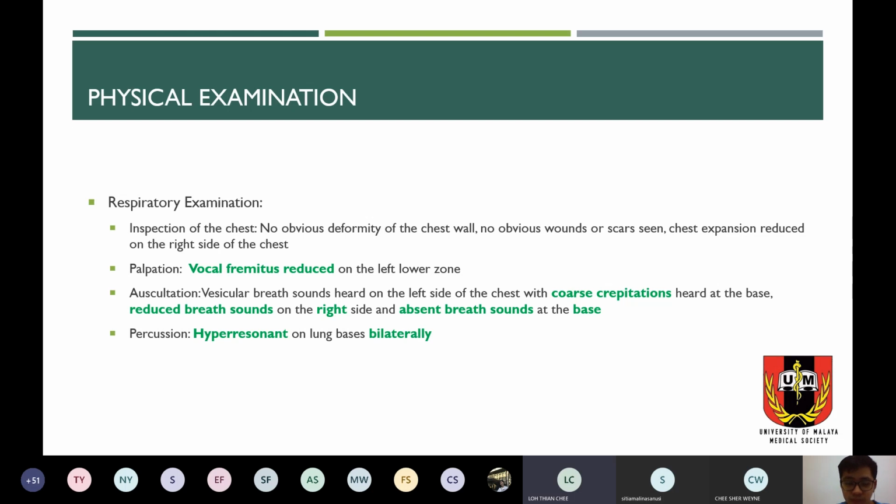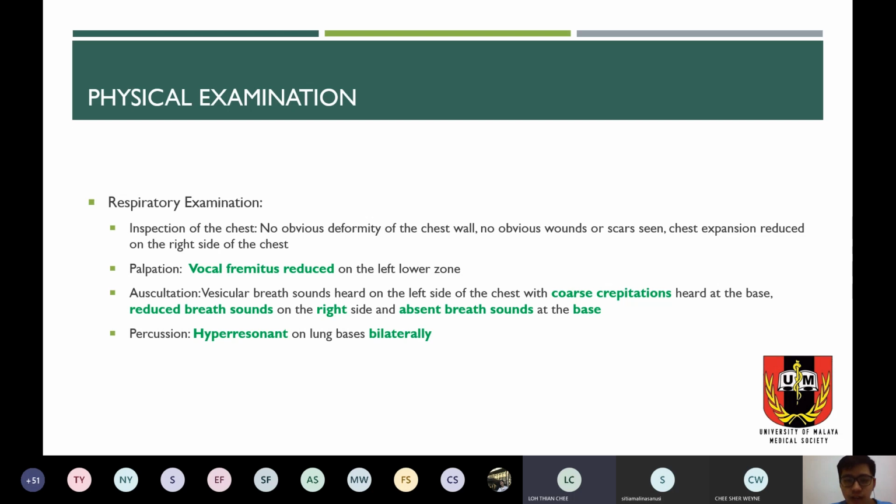It's hyperresonant at the left lower zone. Okay, just to make things simple, it's just hyperresonant at the left lower zone. Okay, so everybody got that? Can you generate something in your brain already? Why do the lung sounds like that? Okay, I think we can move on.